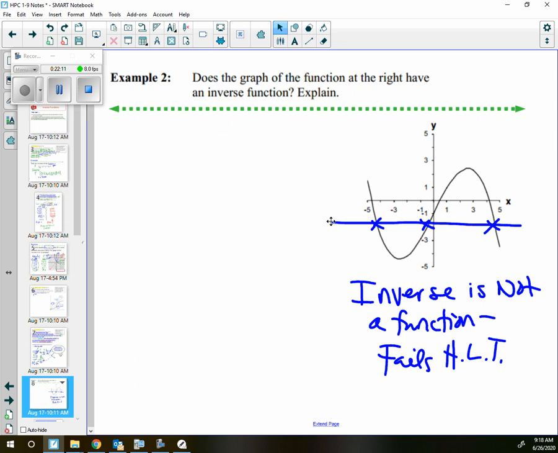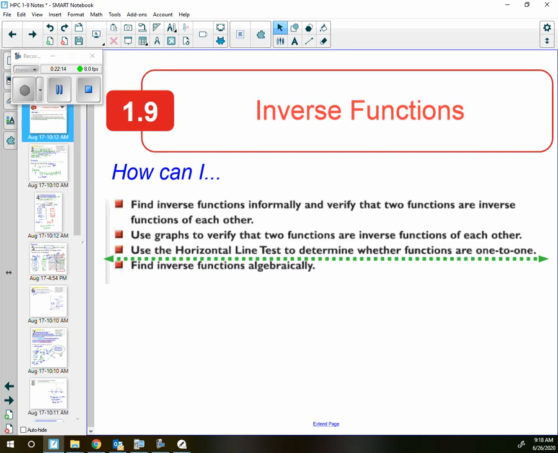So let's go back to our essential questions and see how we're doing. How can I find the inverse functions formally or informally and verify? We switch the domain and the range: we take the x's and the y's and switch them. That's how we find the inverse. How do we verify? We do the composition: f composed with g, g composed with f. They both have to be x. Use graphs to verify: they have to have the symmetry over y equals x. And then use the horizontal line test to determine whether the function has an inverse that's also a function.